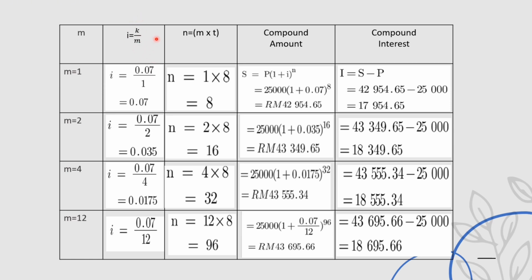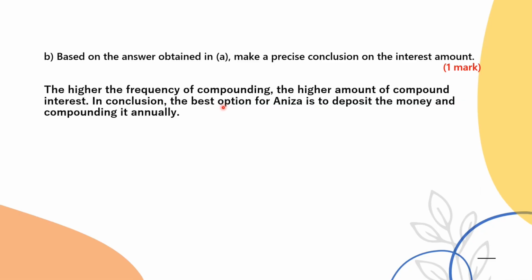then followed by N, the number of conversion period using formula N equal to M multiplied by T. After that, we can start to find compound amount using the formula S equal to P bracket 1 plus I squared N. And lastly, find the compound interest using the formula I equal to S minus P. Meanwhile, for question B, our group have concluded that it is better for Anisa to deposit the money and compound it annually to get better amount of compound interest.